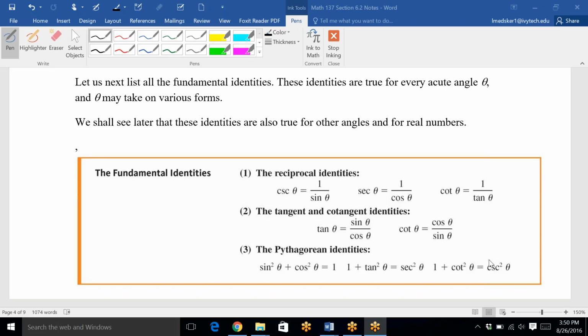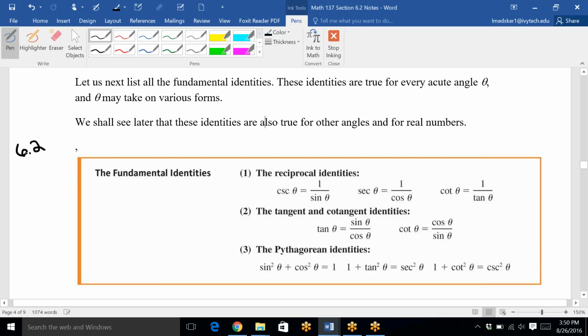Okay, this is a continuation of the 6.2 notes. Last time in class we started, I believe it was example 4. I'm going to go ahead and rework it just because we were rushed for time, and I'm going to remind you about the fundamental identities.